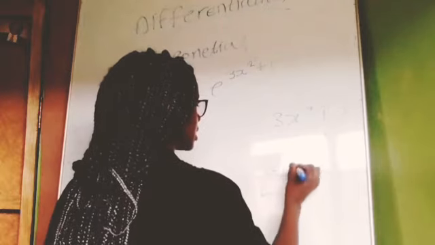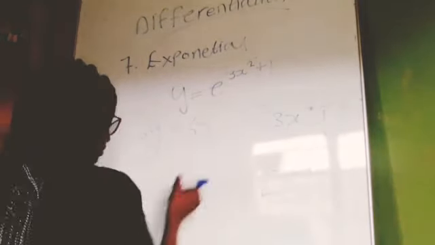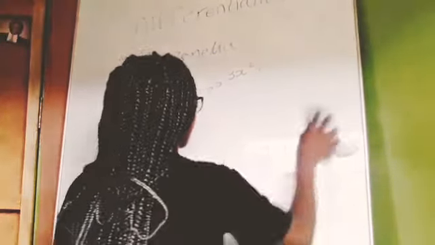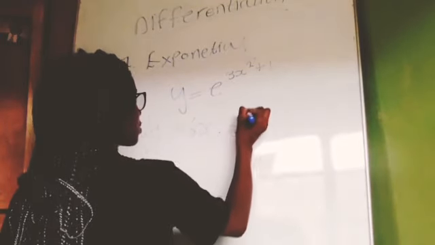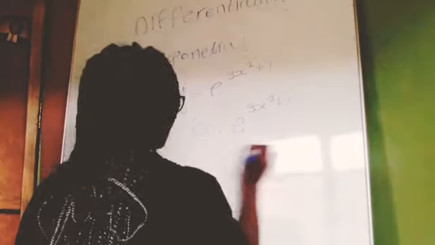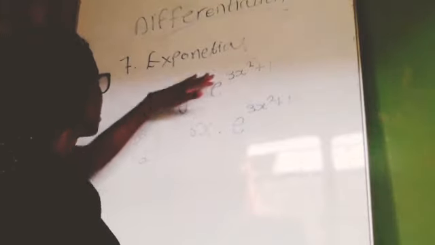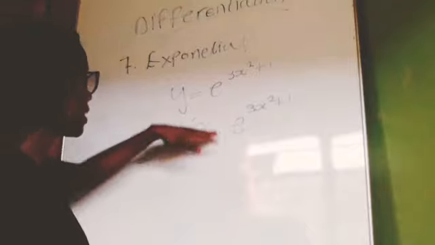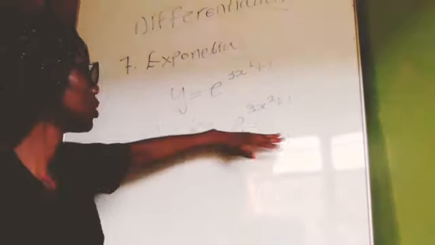So this is just equal to 6x. So the derivative is 6x. Let me erase this. So 6x times, repeating the function itself, e to the power 3x squared plus 1. So that's how you get the derivative of the exponential. That's how you get the derivative in an exponential rule. You simply get the derivative of the function, which is this, times you repeat the function.